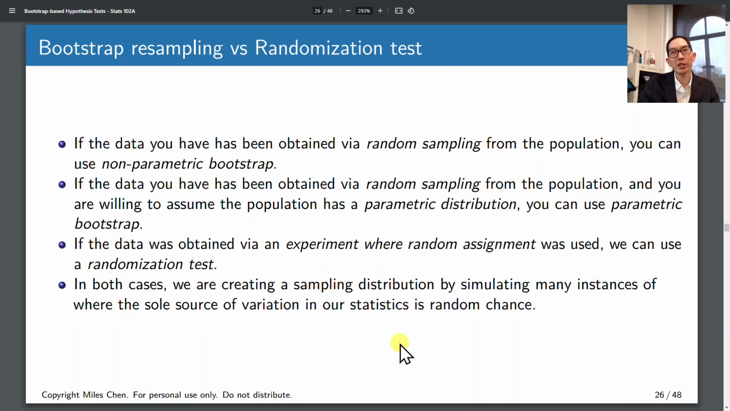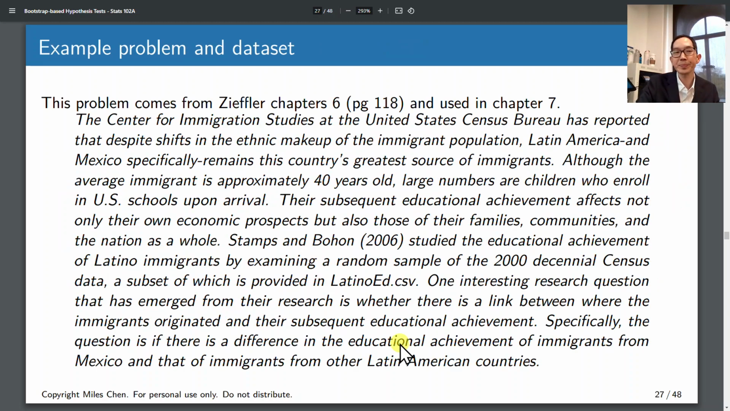Okay, in a randomization test, it's the random assignment of treatments. In bootstrap, it's the random sampling process. All right. So I'm going to use this example coming from our textbook.